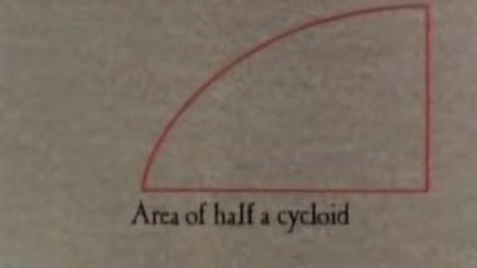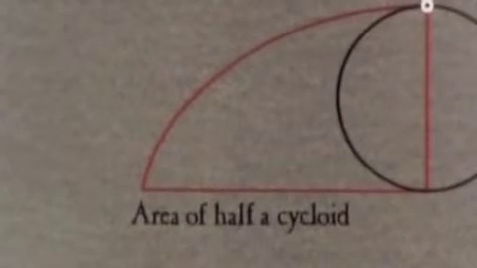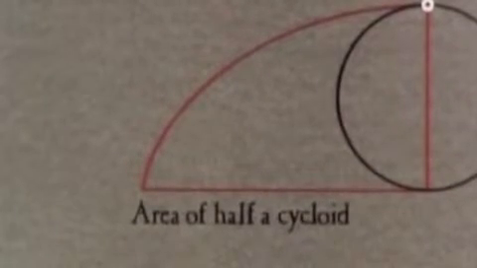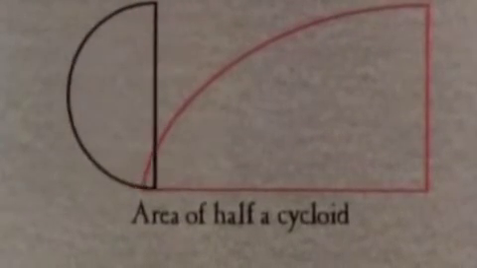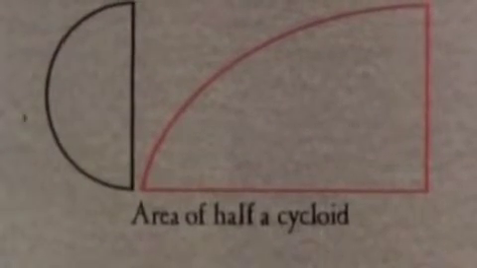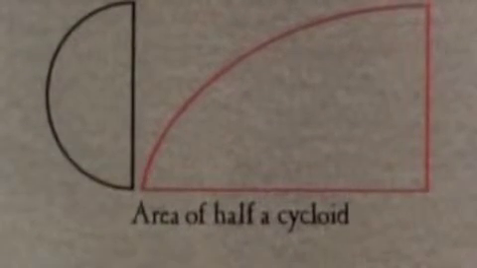First, he considers only half the cycloid. He now sets about finding this area. This curve is generated by half a revolution of a circle. So Roberval divides the generating circle in half. What he's going to do next is subtract the area of the semicircle from the cycloid.